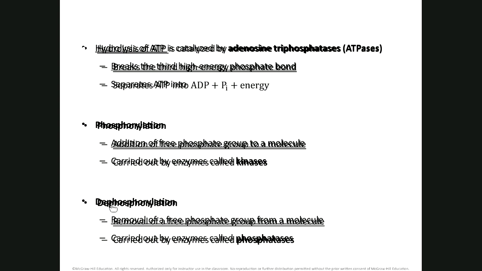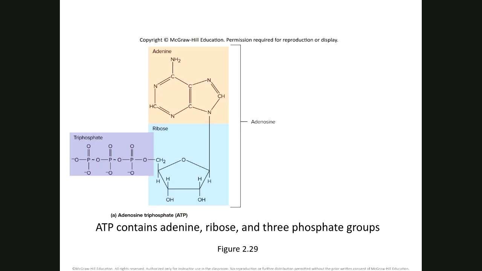So dephosphorylation is the other way. Dephosphorylation is when you're removing that free phosphate group from a molecule, and this is done by enzymes called phosphatases. Here's a picture of the ATP molecule. It's composed of adenine, which I don't know if that sounds familiar, but it's actually part of a nucleic acid. Adenine is attached to ribose, and then we have our ever important triphosphate out here. Look at all the phosphates. We have 3 phosphate groups.